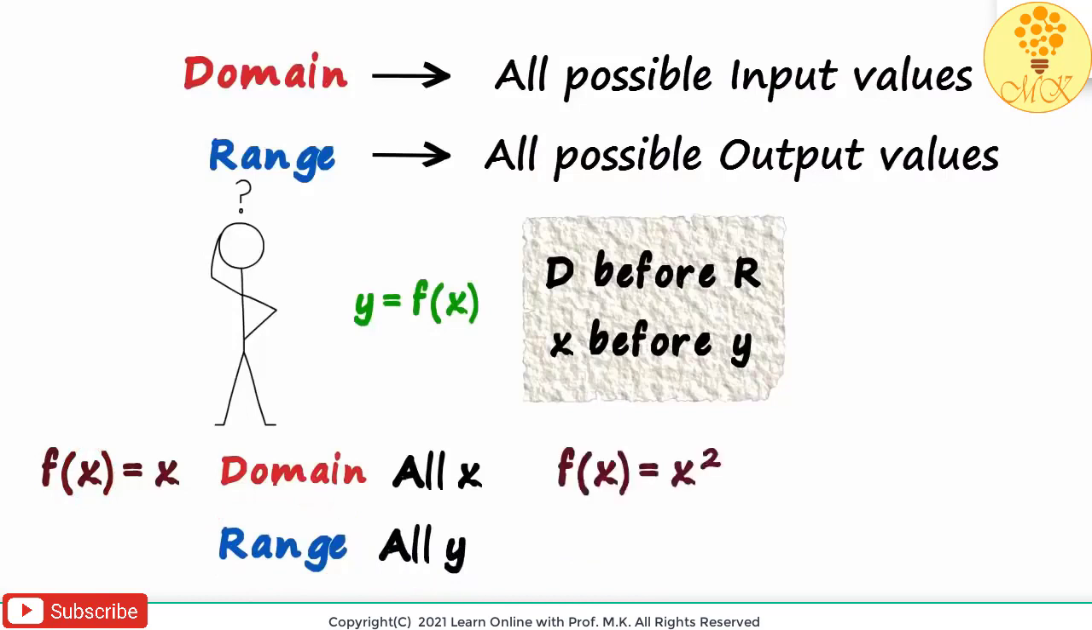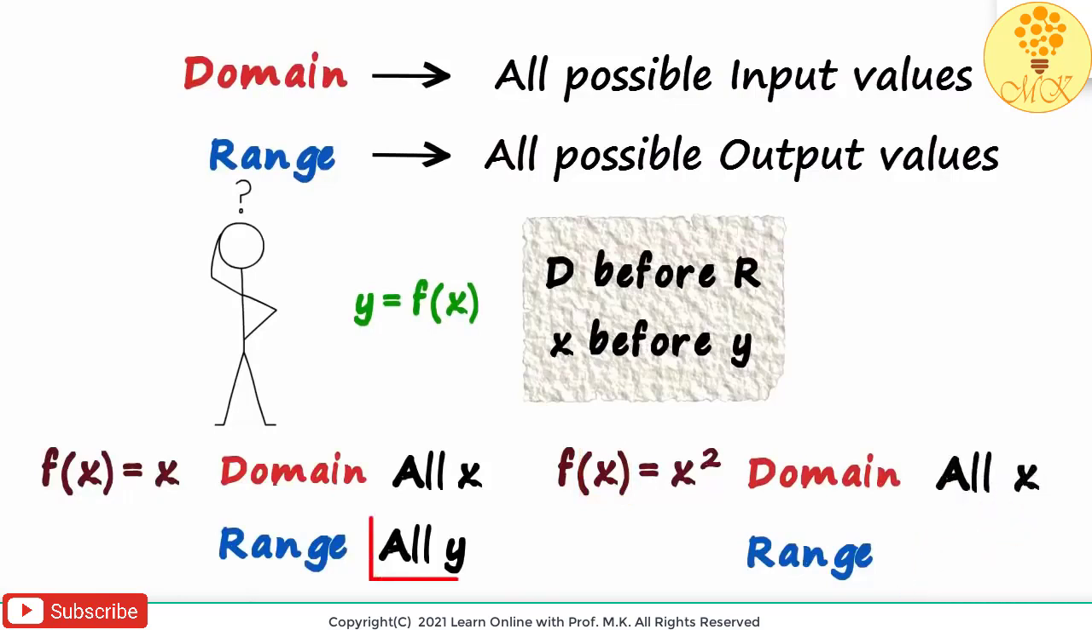Here's the second function. f of x is equal to x squared. What will be the domain and the range of this function? Try it out. The input x can take any value, so the domain will be all x. The range is interesting. Will it be all y? It will be all y greater than or equal to 0. Why? Because the square of any number cannot be negative. It will always be non-negative.